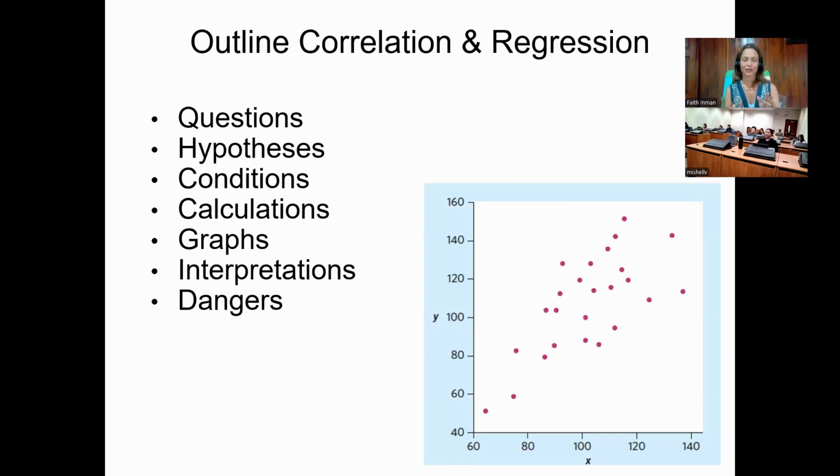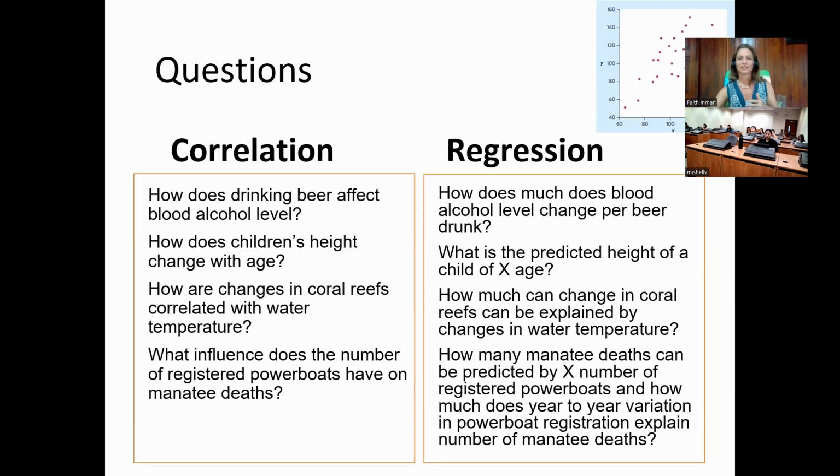Here's the outline of the lecture. First, we will go over questions that can be answered using correlation and regression analyses. We'll talk about the hypotheses for both of these tests, the conditions under which the tests are valid, the calculations, the maths, the graphs, the interpretations, and some of the dangers. Yeah, danger lies ahead. Questions for these tests are pretty similar, but note there are subtle differences.